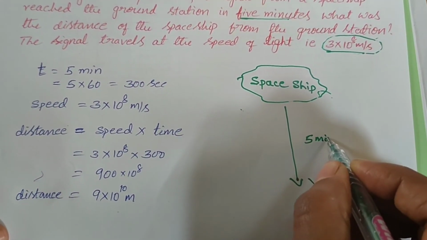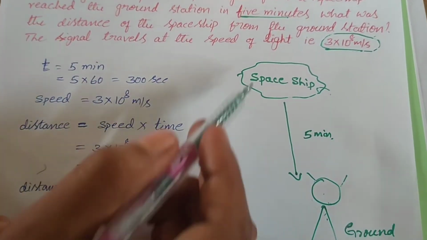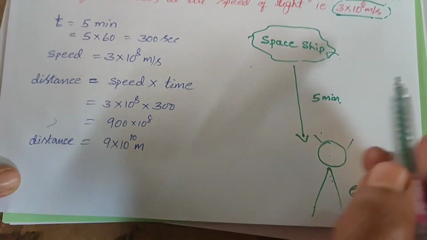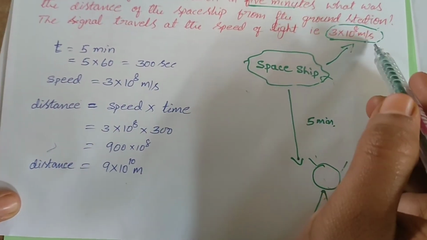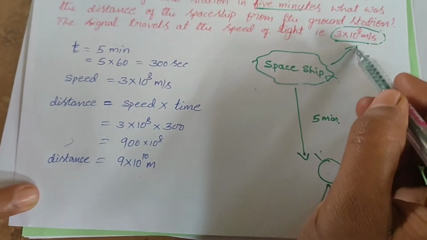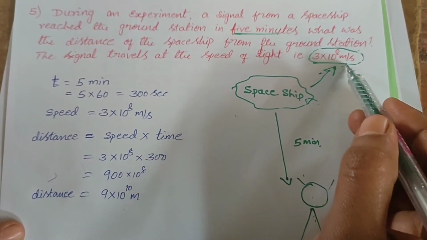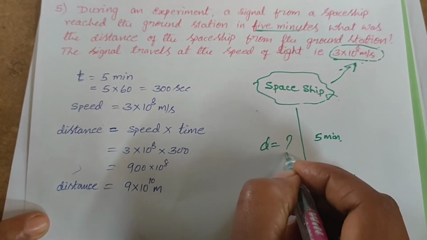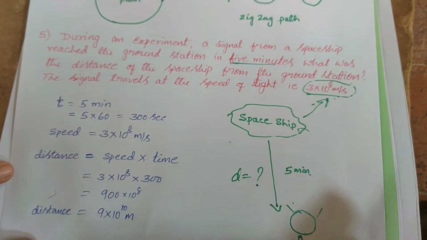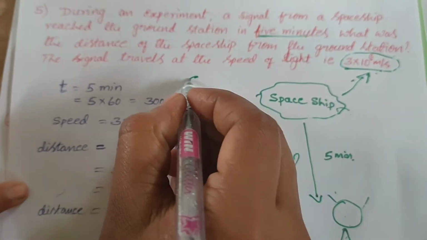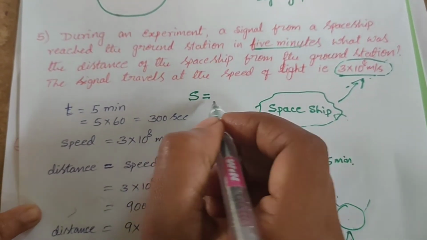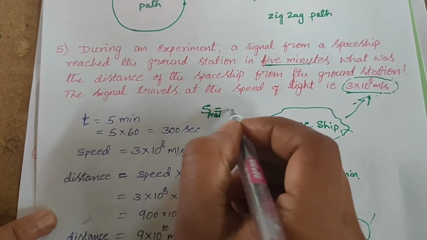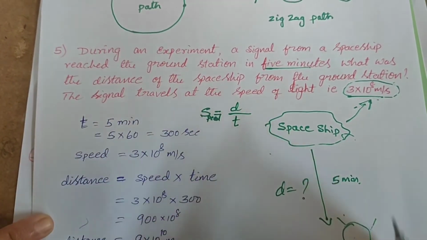It takes 5 minutes. What is the distance from the spaceship to the ground station when the signal moves at 3 into 10 raised to 8 meters per second? The speed of light is given, so we can find the distance. It is very simple. Students, you already know the formula of speed. Speed is nothing but distance travelled by time taken.